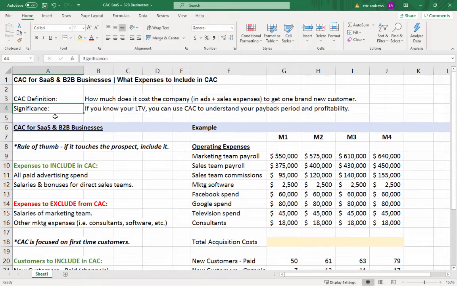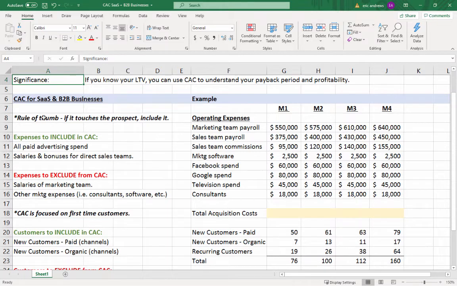Why is this important? Because if you know your customer lifetime value, your LTV, which is the total profit you expect to make on your relationship with one customer over many orders, you can then use CAC to understand your payback period and predict your future profitability. So it's an essential metric, and let's dive straight in to CAC for businesses with sales teams.